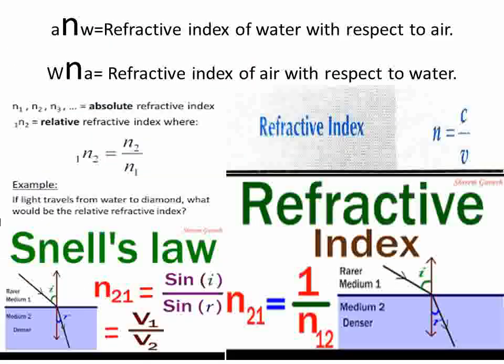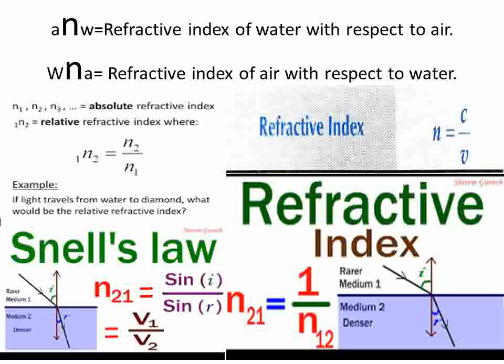Now let us understand the meaning of A and W. The last word W means the refractive index of water with respect to air. And A, the last word, means the refractive index of air with respect to water.